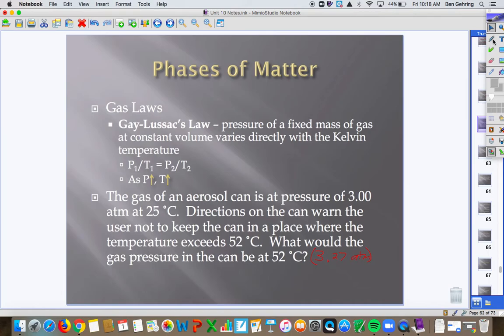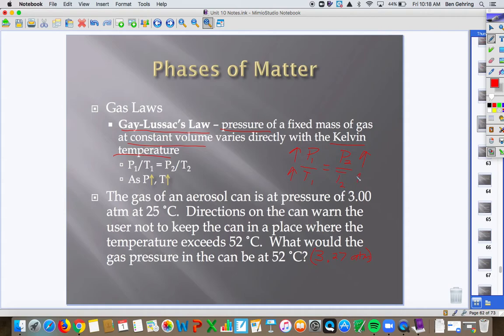On the last one, this is Gay-Lussac's law. He found that the pressure of a fixed mass of gas at a constant volume varies directly with the temperature. So the last one, Charles's law, was volume over temperature. Gay-Lussac's is pressure over temperature. That pressure and temperature vary directly. So again, if this one goes up, your temperature also has to go up in order to make these two the same.